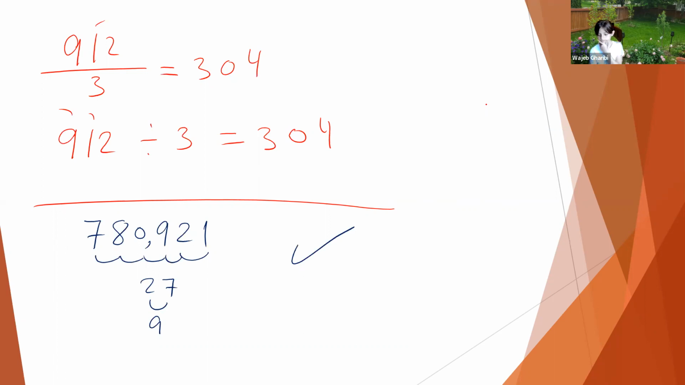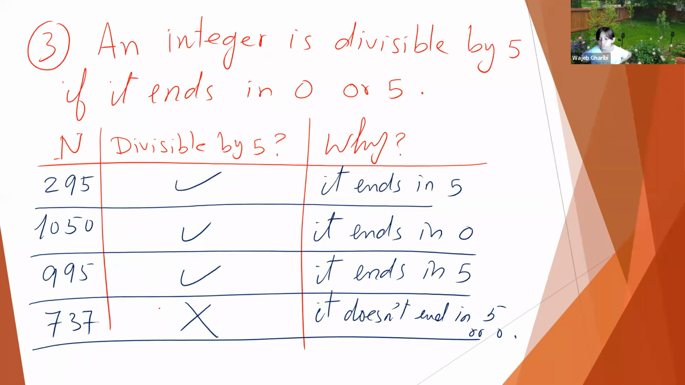How about this number? It is also divisible by 3, because we check the sum of its digits. 7 plus 8 is 15, 15 plus 0 is 15, 15 plus 9 is 24, 24, 26, 27. And for 27, 2 plus 7 is 9. So 27 is divisible by 3, yes? And also 9 is divisible by 3, so it is divisible by 3. What is the rule? And one more rule.